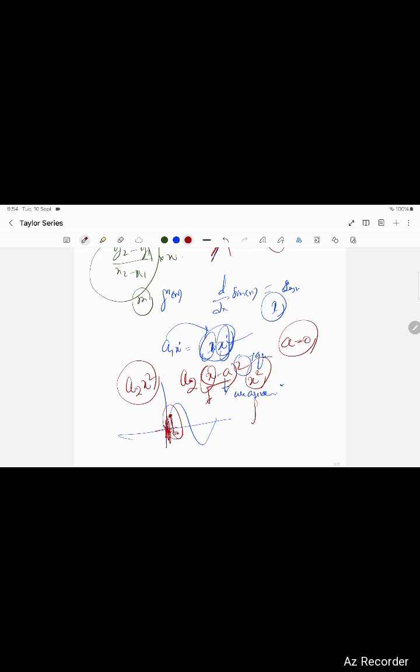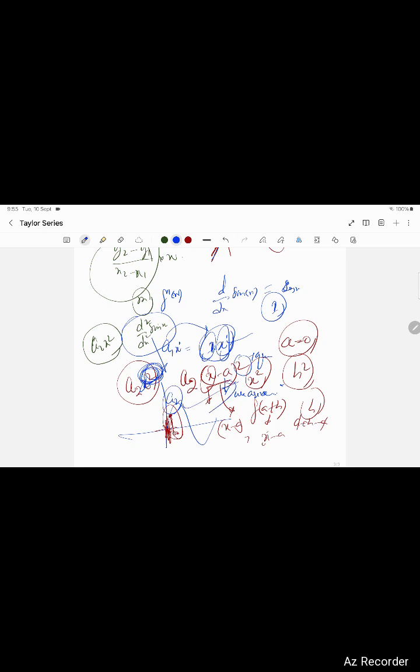Another way is we can put a plus h. Then we have to represent x minus a, so x is a plus h, minus a will be cancelled, and we can represent it also as h square. Now we have to calculate a2 of x2. So we have to perform d divided by dx of sine of x two times, because we need the second order derivative, that is the second order coefficient.